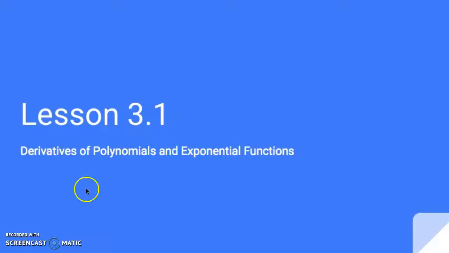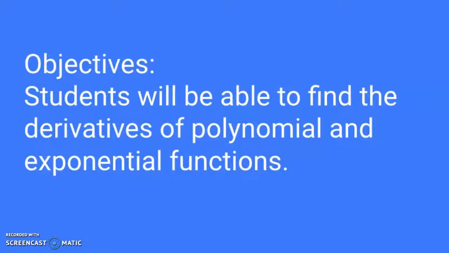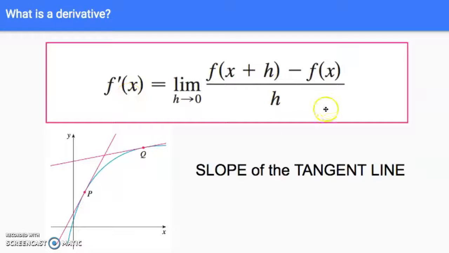Lesson 3.1, we're talking about derivatives of polynomials and exponential functions. Now, we've been talking about derivatives for a while, and we've been using this equation to find the derivative. This is the notation for the derivative. This is the limit definition of a derivative that we've been using. And physically on the graph, what it means is we're finding the slope of the tangent line.